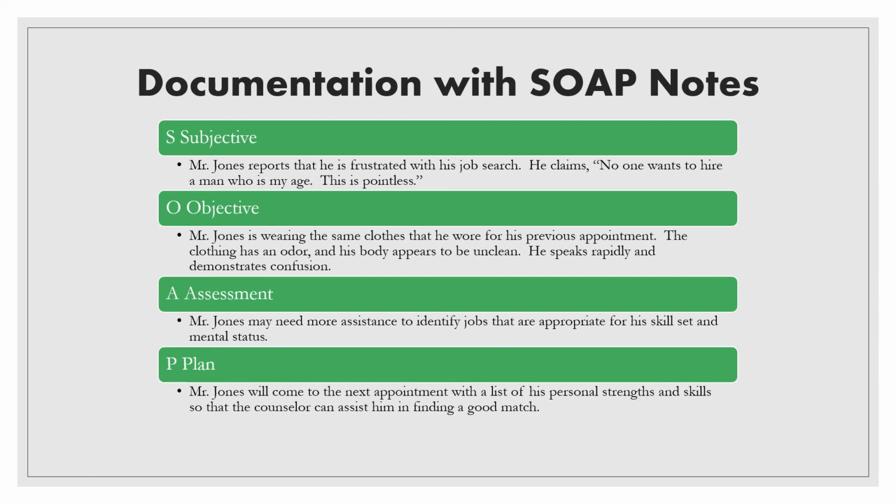Under assessment, I have Mr. Jones may need more assistance to identify jobs that are appropriate for his skill set and mental status. And then under plan, Mr. Jones will come to the next appointment with a list of his personal strengths and skills so that the counselor can assist him in finding a good match. This was just meant to give you a small sample of what it might look like to go through SOAP notes.